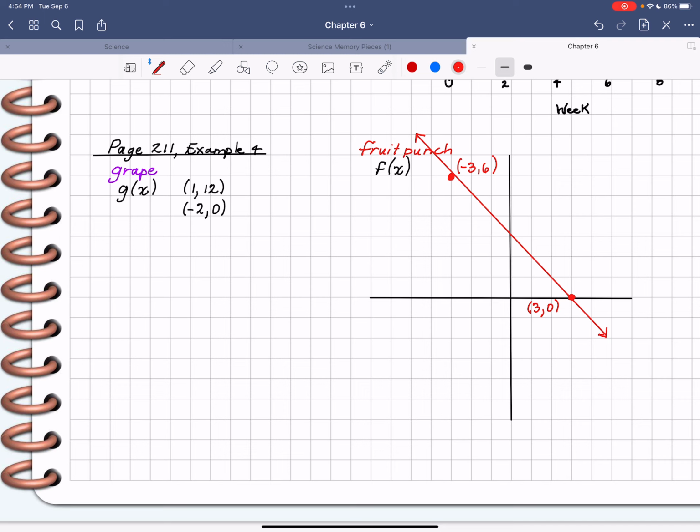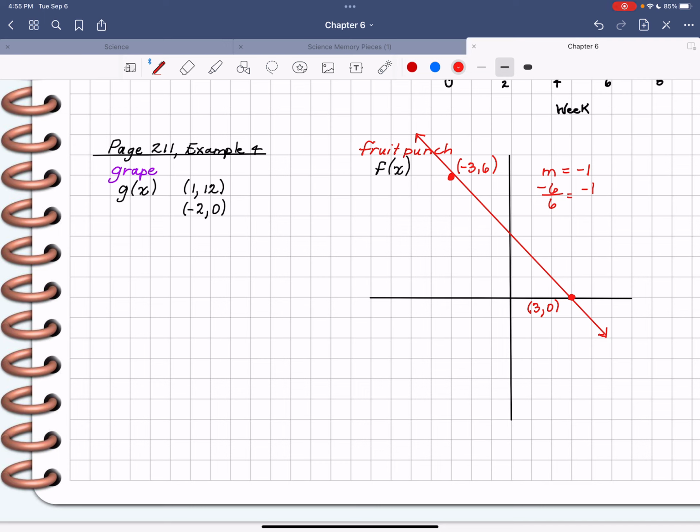All right, we can use rise over run to calculate the slope on this one. It falls 6 units, and it runs 6 units. Fall 6, run 6. So the slope on this thing is fall 6, run 6. That's going to be a negative 1. So slope for this function is negative 1.